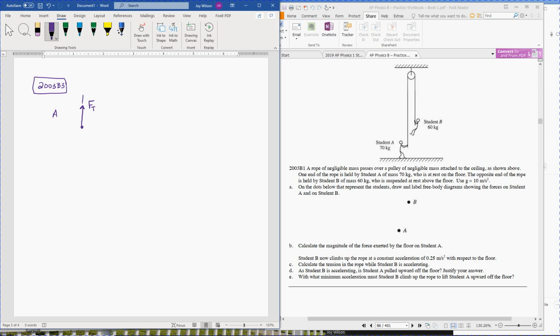There's also a force normal, and to draw it like AP wants to draw it, we also have a force normal up from the floor, and then we have the force gravity down. That's the weight of student A. Student A's weight. And yes, I hate the way that looks. That makes me crazy.